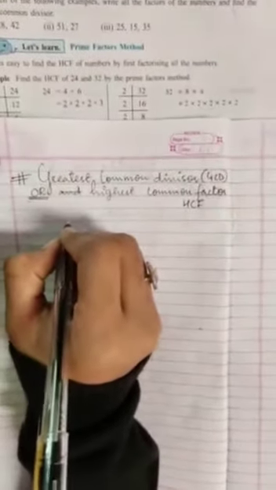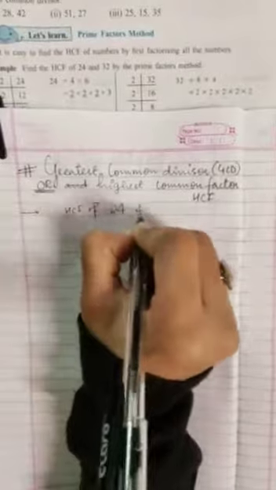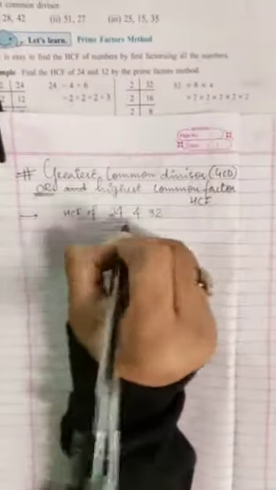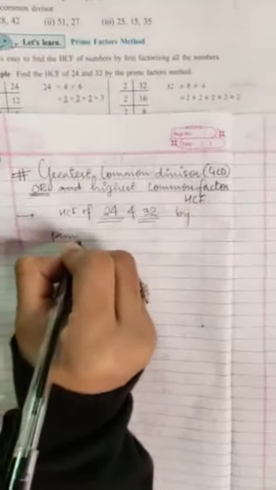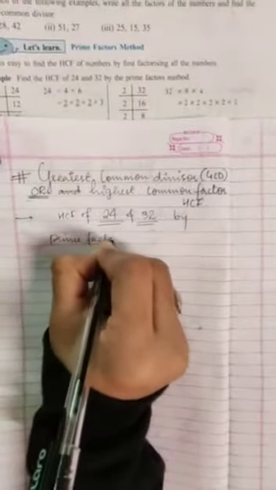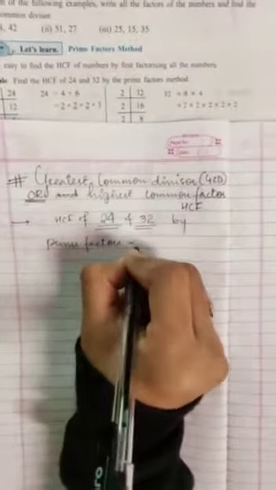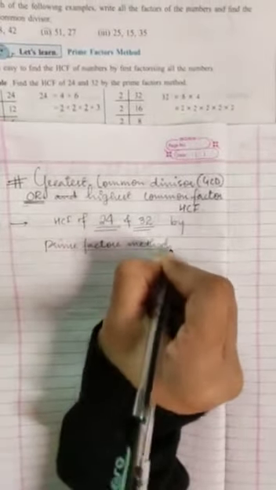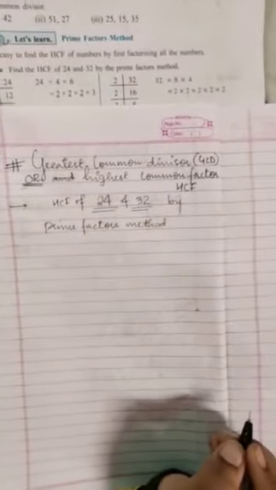In this, we have to factor the numbers into prime factors and find the greatest common number. For example, find the HCF of 24 and 32 by the prime factor method. How will you find it?